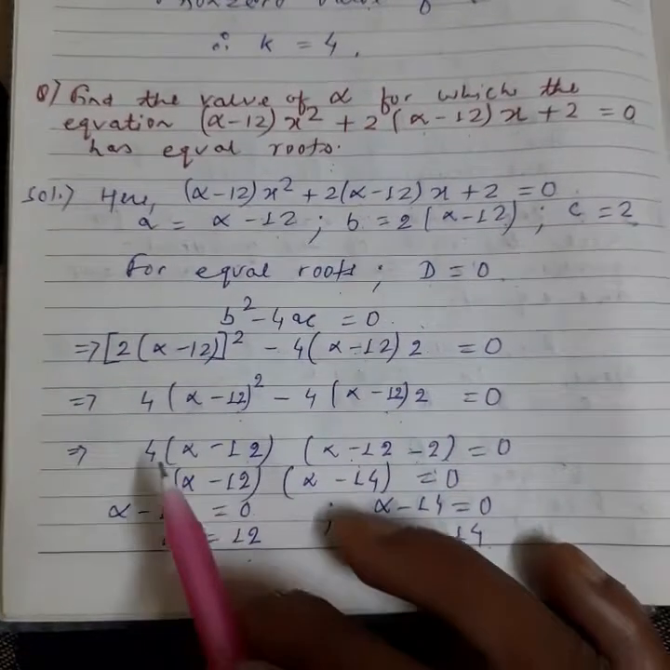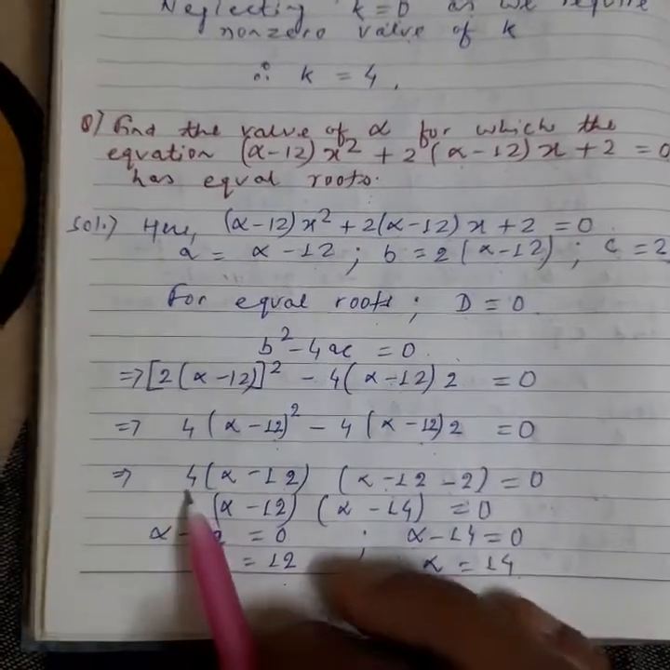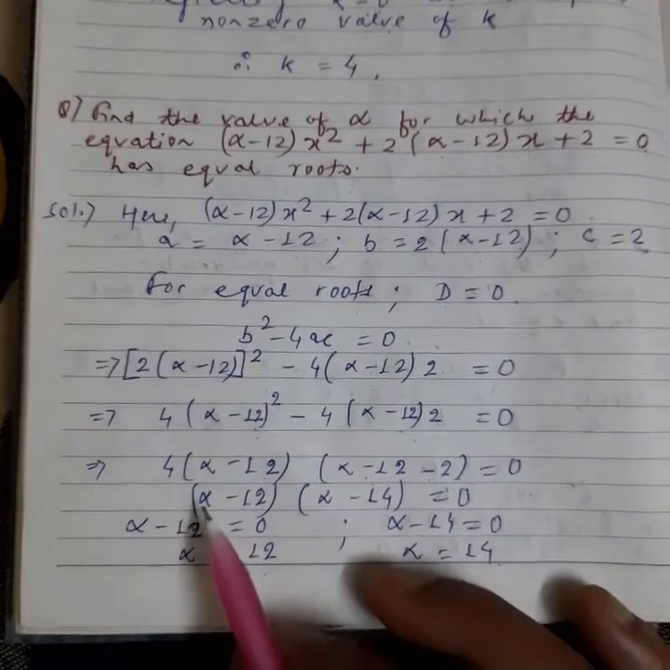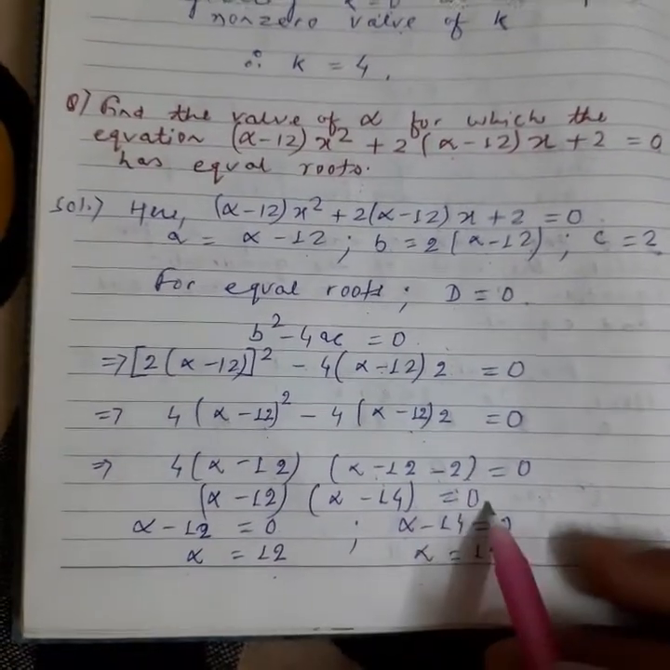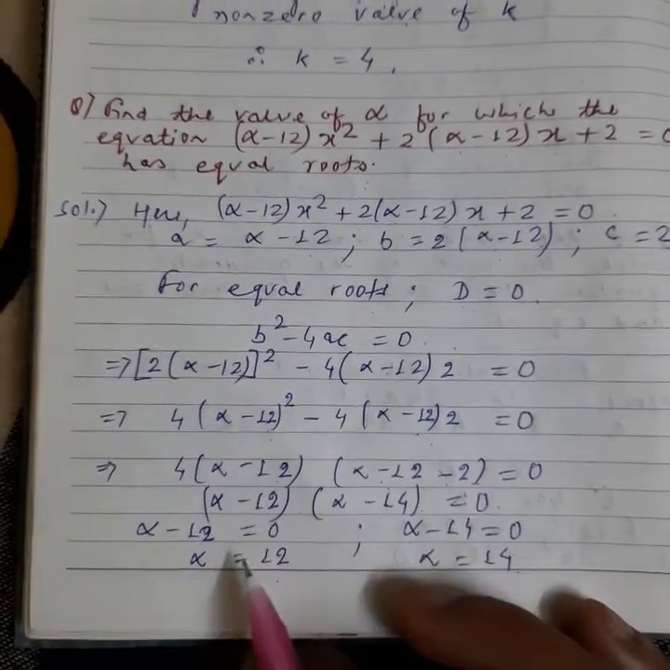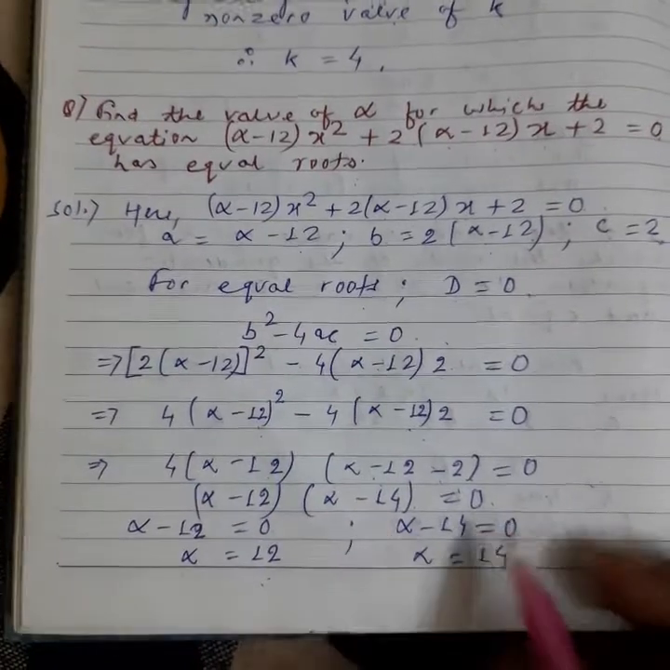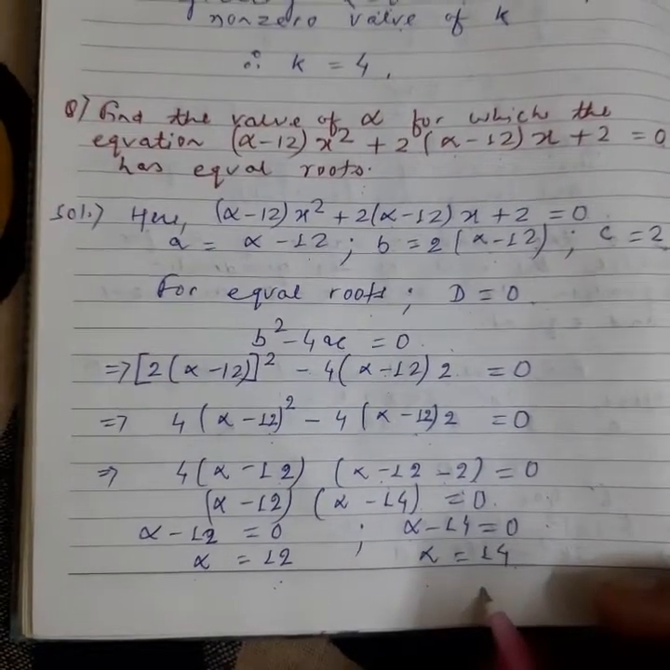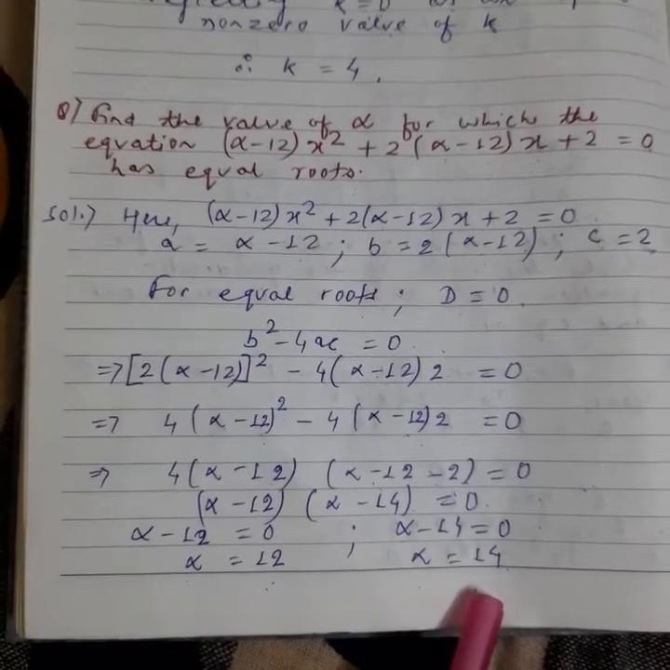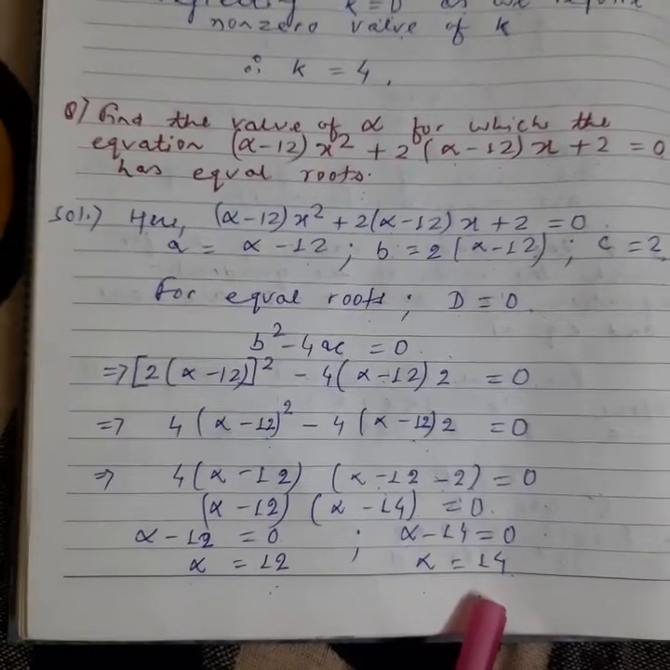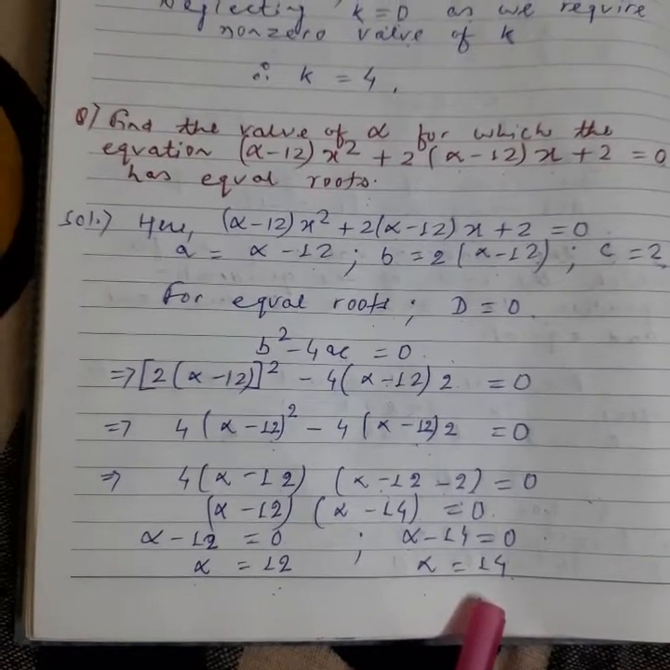So moving further, if we take this 4 to the RHS, 0 by 4 is 0, which means 4 can be eliminated. So we are left with (alpha − 12)(alpha − 14) = 0. If we do alpha − 12 = 0, we get alpha = 12. And if we do alpha − 14 = 0, we get alpha = 14. Now here we are getting two values of alpha, that is 12 and 14. So are these two values correct? Will both satisfy the equation? We need to check it.